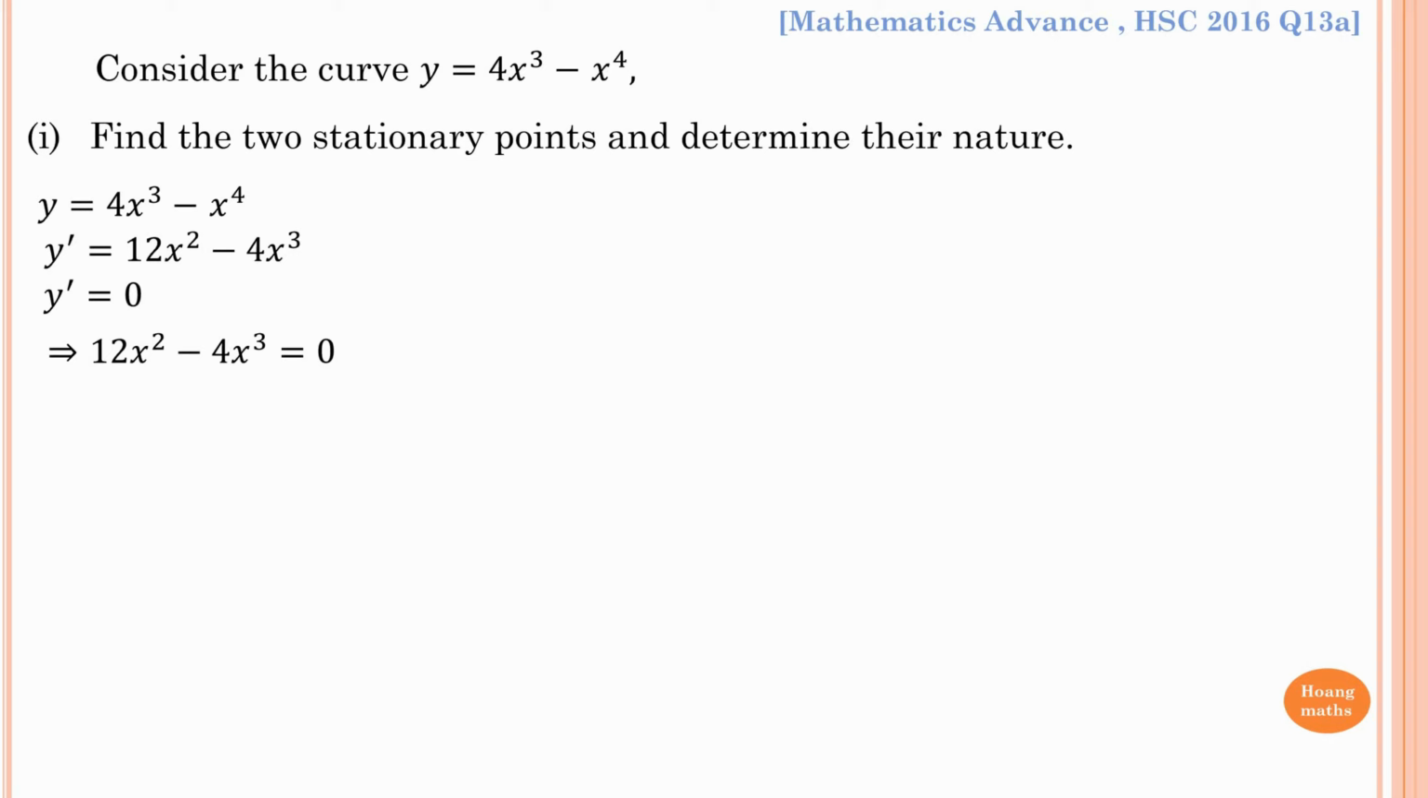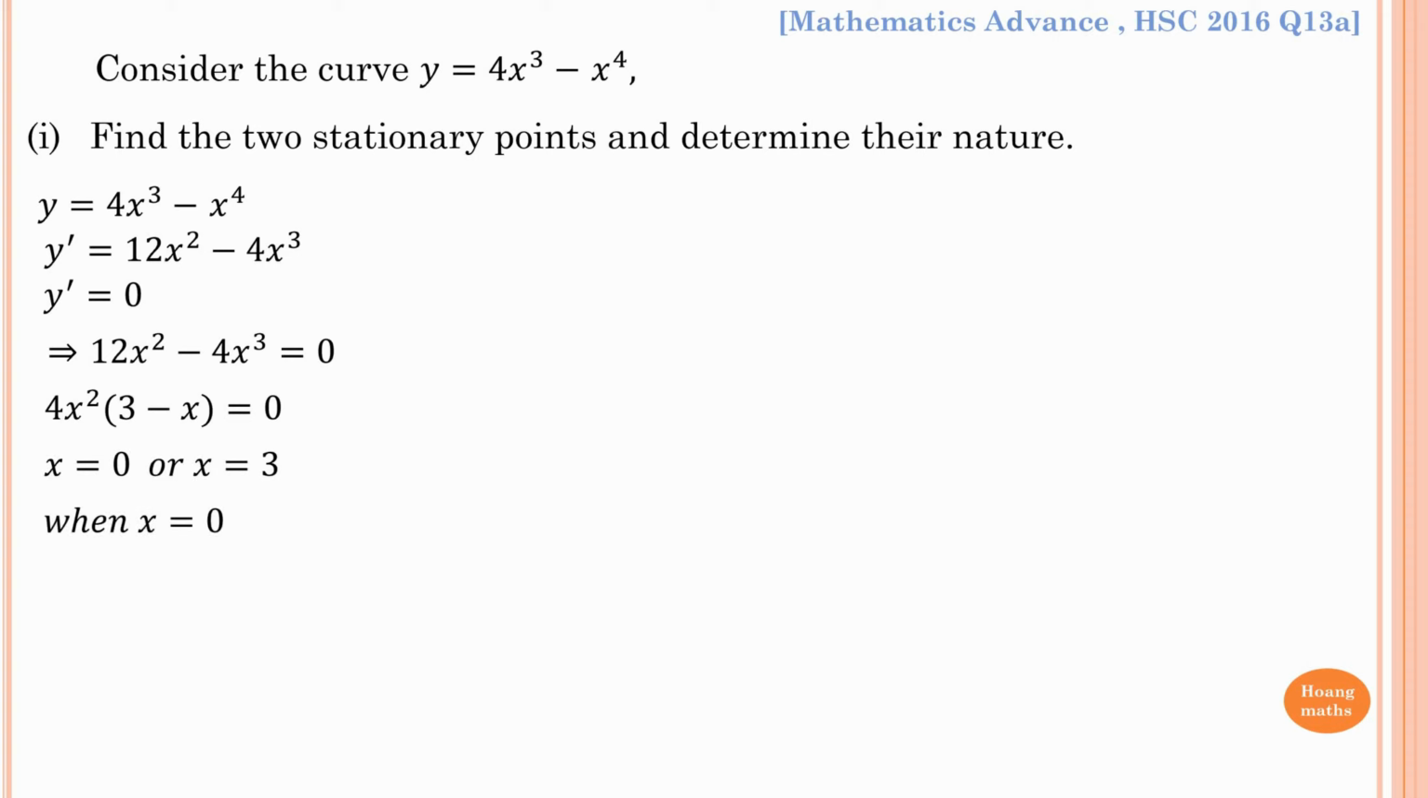So the common factor of this is 4x squared. So 4x squared, I take it out. 12 divided by 4 is 3. X squared is gone. Minus x is equal to 0. So this is 4x squared, open bracket 3 minus x, is equal to 0. So therefore, x equals 0 or x equals 3.